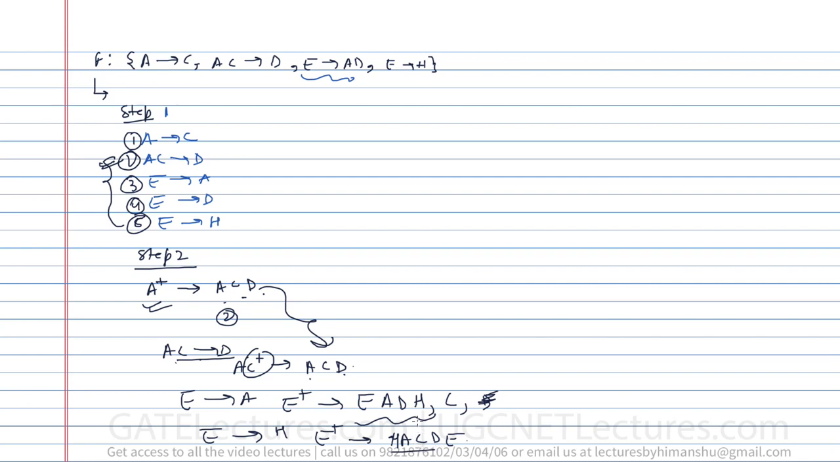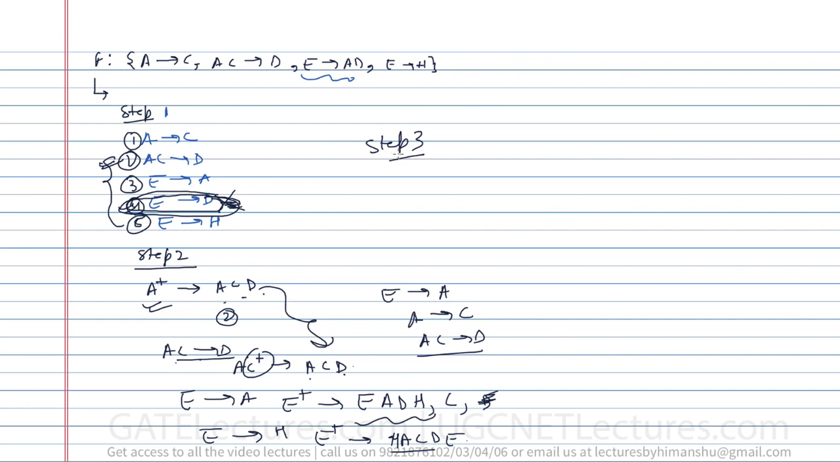So here you can see, if you delete functional dependency number 4, still E can determine D. Still E can determine D without even using this one, right? How? Because E can determine A, A can determine C, and AC can determine D. So even if you delete this fourth one, you will still be able to identify D, so it is not required at all. So we are going to remove this one here.